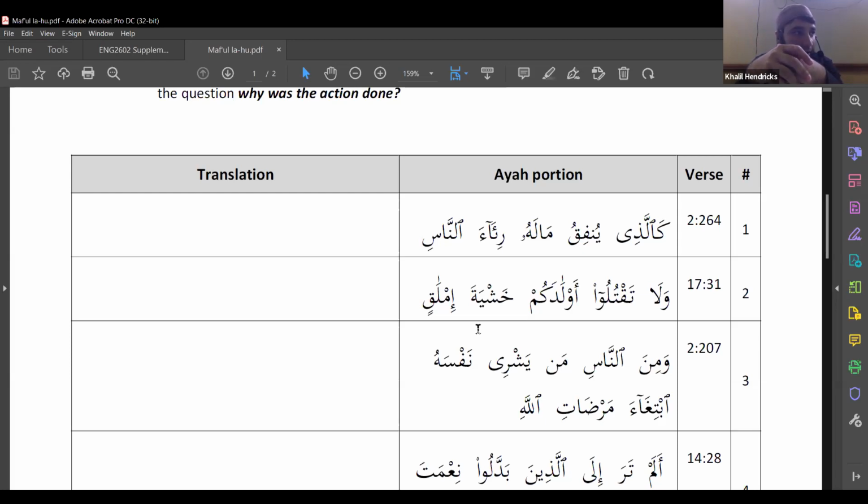Does that answer the question why? So what am I going to call that word ri'a? Maf'ulun li'ajlihi. What hal is it going to be in? Halatun nasbi. Right.